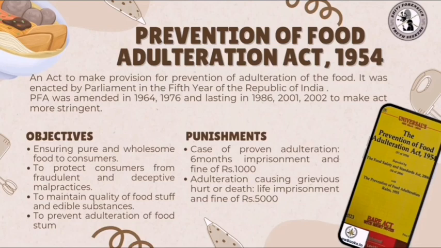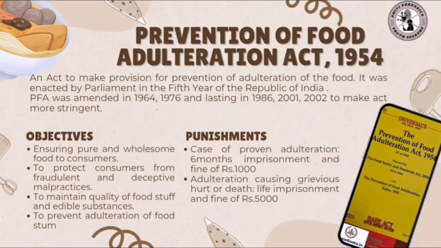The main objectives of the PFA Act are to ensure that pure and wholesome food is being provided to the consumers. It ensures the protection of consumers from fraudulent and deceptive malpractices. It maintains the quality of foodstuffs and edible substances. It also prevents adulteration of food stamp.